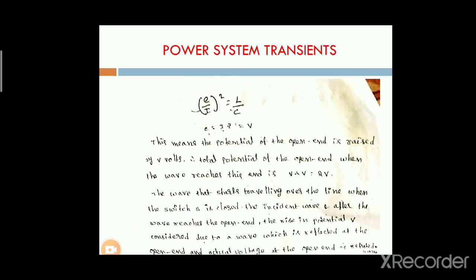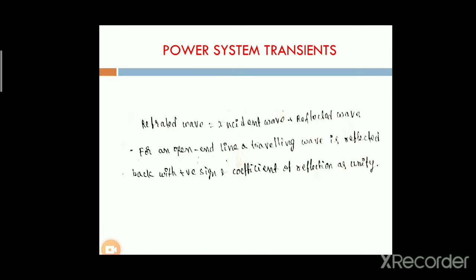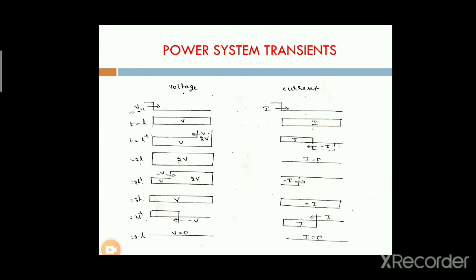The refracted wave is equal to the incident wave plus the reflected wave. It is the sum of the incident wave and the reflected wave, and that is called the refracted wave. Therefore, for an open end line, a traveling wave is reflected back with the positive sign, and the coefficient of reflection is unity.